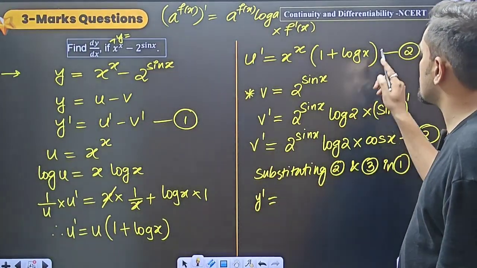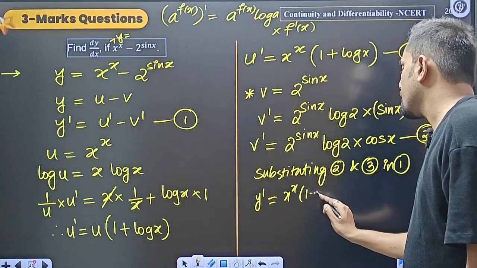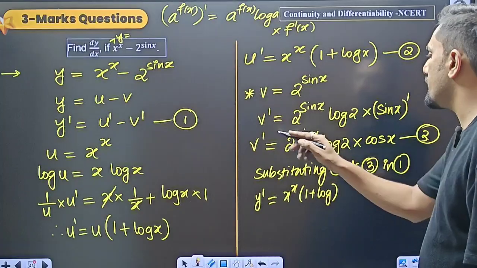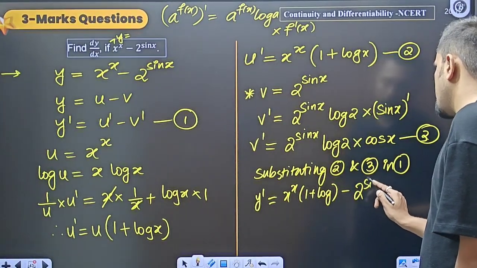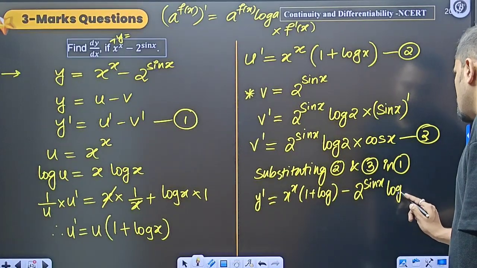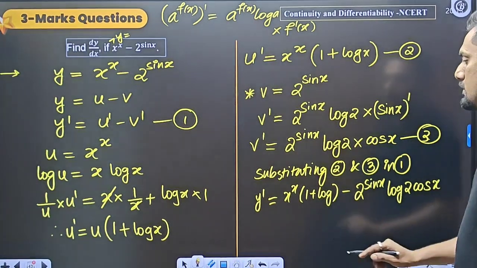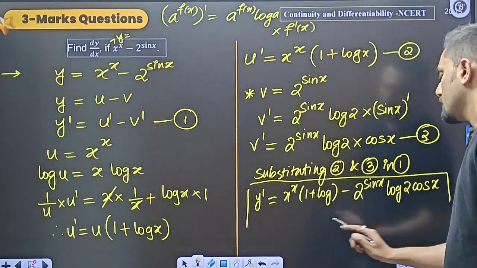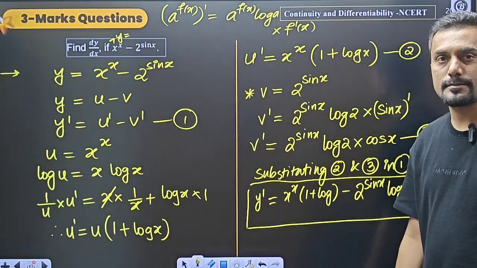u dash is x raised to x multiplied by 1 plus log x. Then what about v dash? v dash is 2 raised to the power sin x into log 2 multiplied by cos x. So if you write this much, then you will get 3 out of 3 marks. Pause the video and note down the answer.